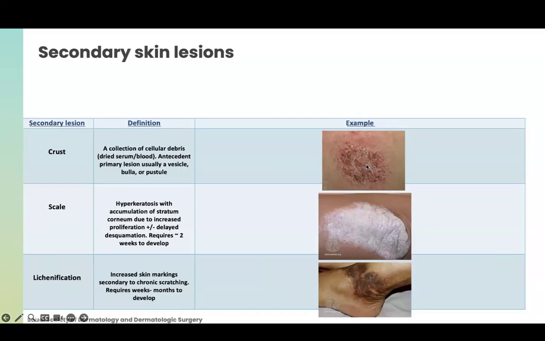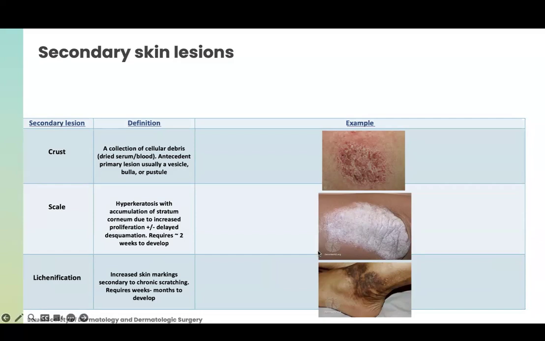How about crust? Crust is basically just a collection of cellular debris because something was wet before. Okay, so it's cellular debris either from serum or blood or pus or whatever it is. Usually it's a clue that your antecedent, primary lesion was something wet, so either a pustule, a vesicle, or a bulla.